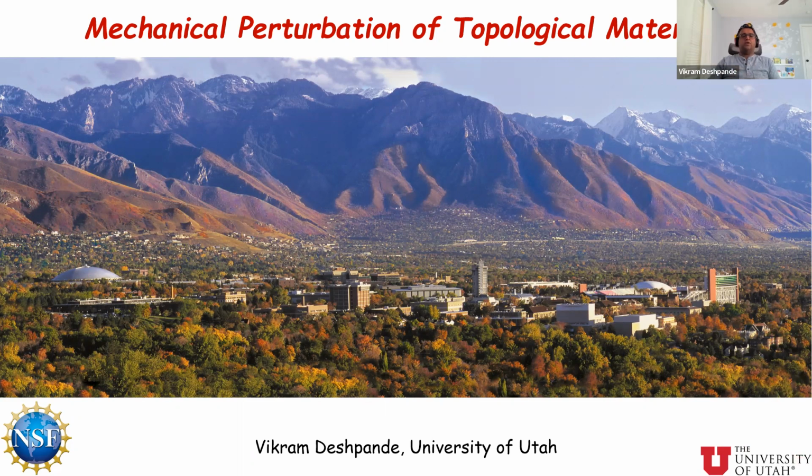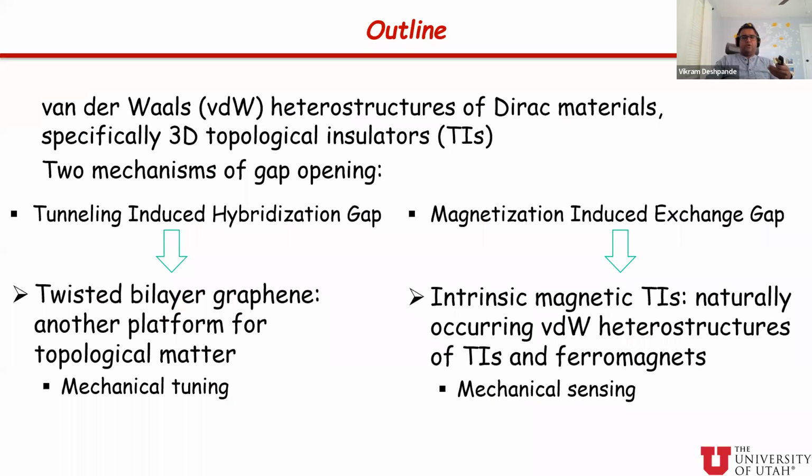And so I'm going to talk today about some of the work that we've been doing on mechanically perturbing topological materials. But as I indicated in my abstract, my talk today is actually going to be a little more broad. I'm going to start out by introducing topological materials through our own work in this area, and that is specifically in the context of 3D topological insulators, where I'll start by introducing two mechanisms of gap opening, namely a hybridization gap and a magnetization induced exchange gap.